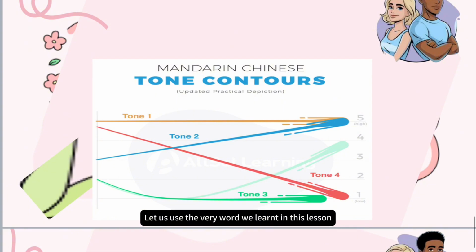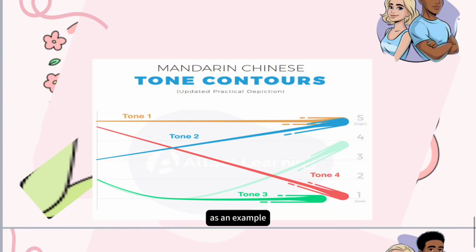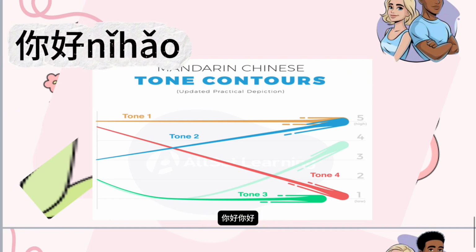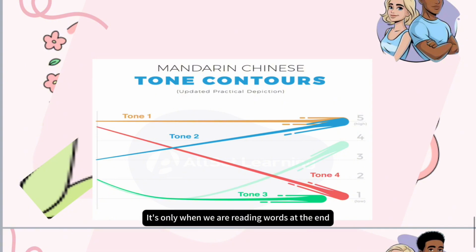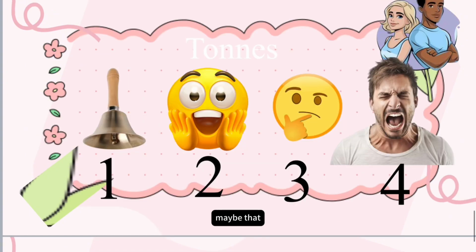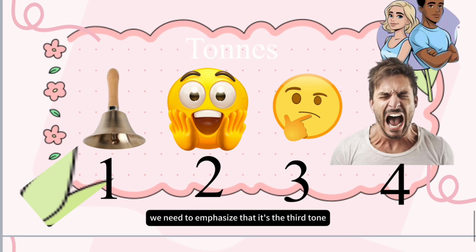Let us use the very word we learnt in this lesson as an example. Ni hao. Ni hao. Did you hear it? I did not rise sharply. I didn't even have to take it back up. Ni hao. As soon as I hit the baseline, I had no need to go back up again. It's only when we're reading words at the end, maybe, that we need to emphasize that it's the third tone and we still go back up a little.